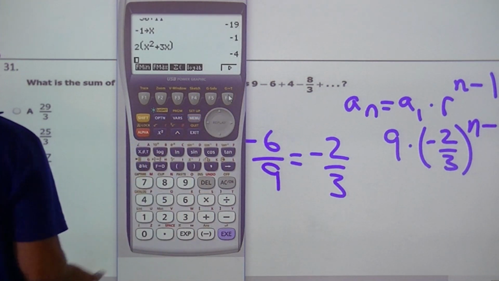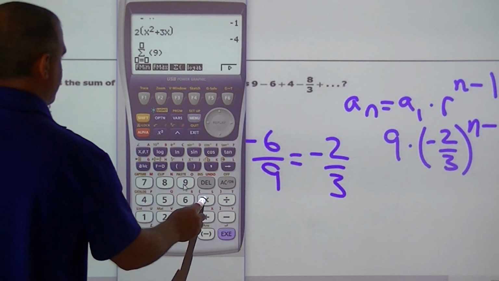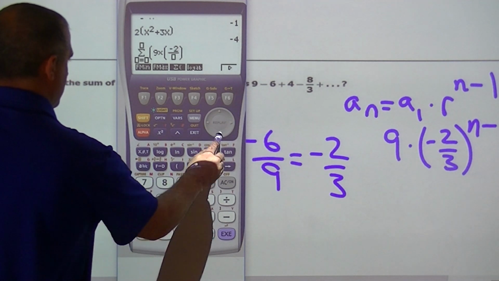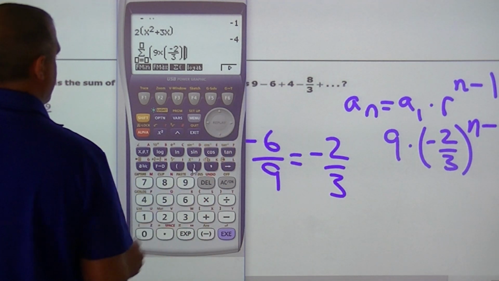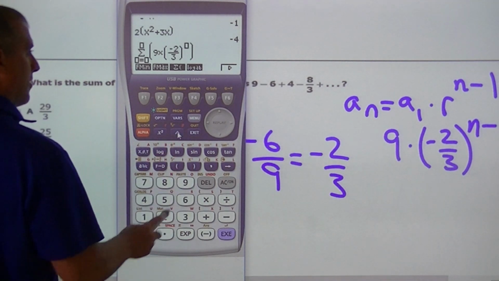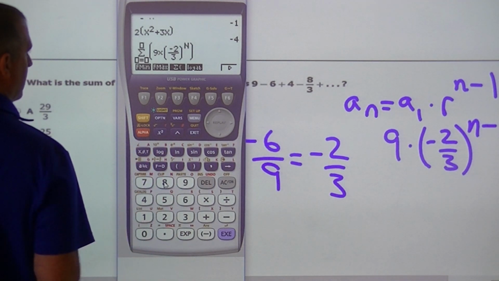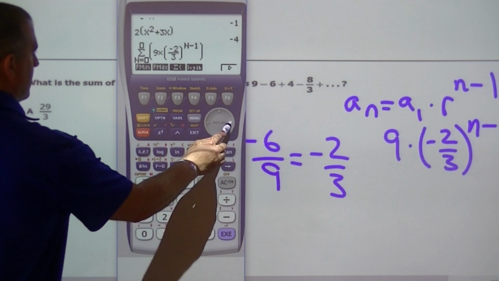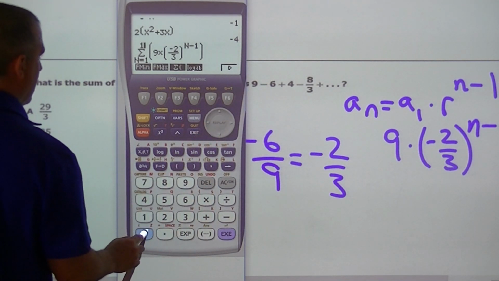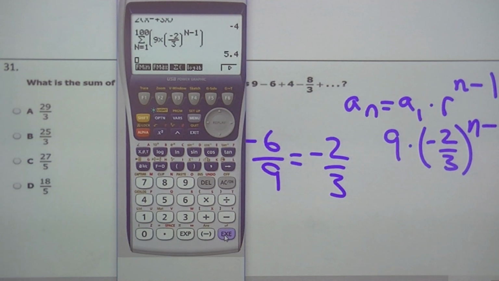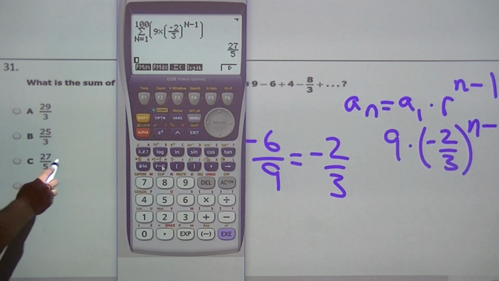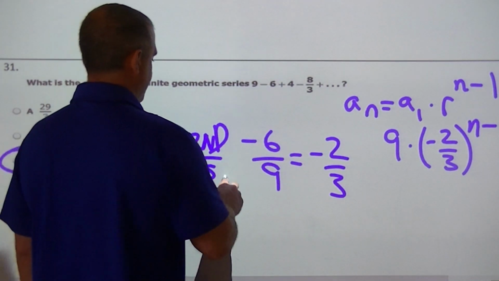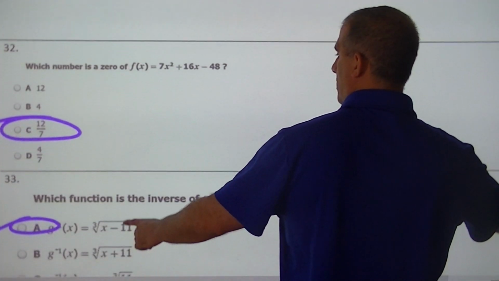So I go to option, calc, scroll, E. And so I do 9 times, parentheses, fraction, negative 2 over 3. I close the parentheses, so I have that extra set in there, exponent of alpha n minus 1. I start with alpha n is 1, and since I'm going to infinity, I put 100. I get 5.4, which as a fraction is 27 over 5. Okay, the key is second divided by first. Okay, that's done.